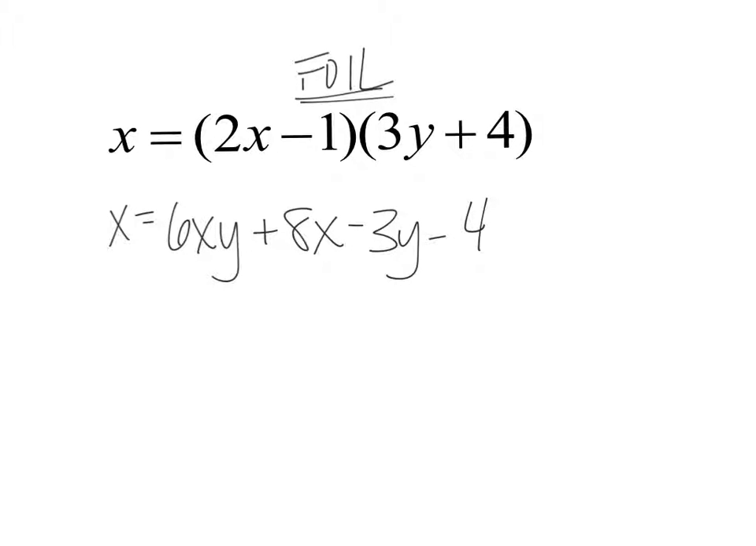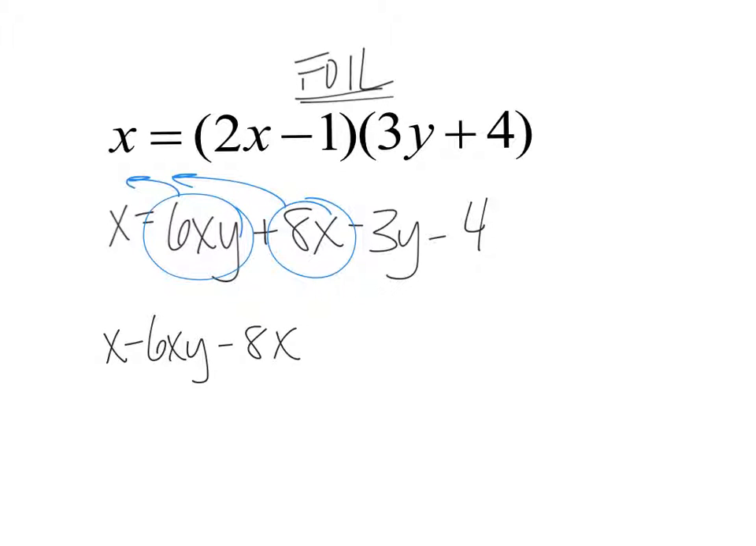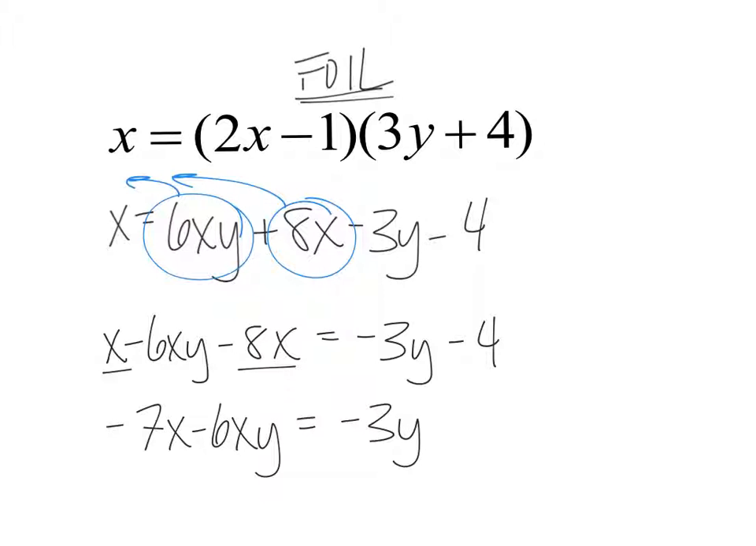Oh, actually there are. Notice that there's an x and there's an 8x here. So we can combine those. And we're going to try and get our x's all on one side. So I'm going to move over this, and yes, something will combine then. I think I'll probably show all that work. So I have x minus 6xy minus 8x on the left, and I still have negative 3y and negative 4 on the right. And I'm definitely going to combine the x and the negative 8x. That gives me negative 7x minus 6xy equals negative 3y minus 4.